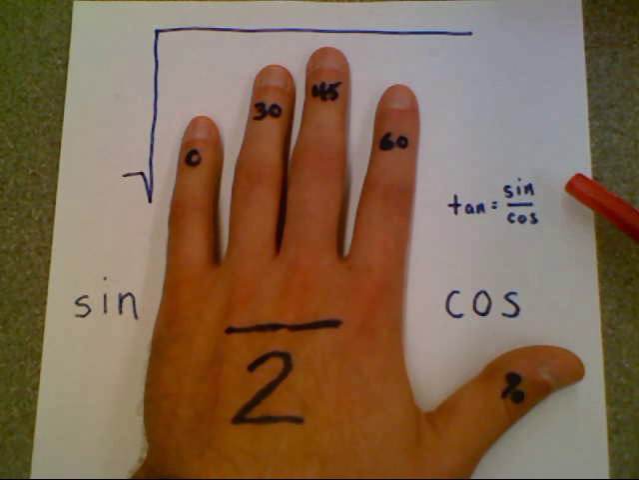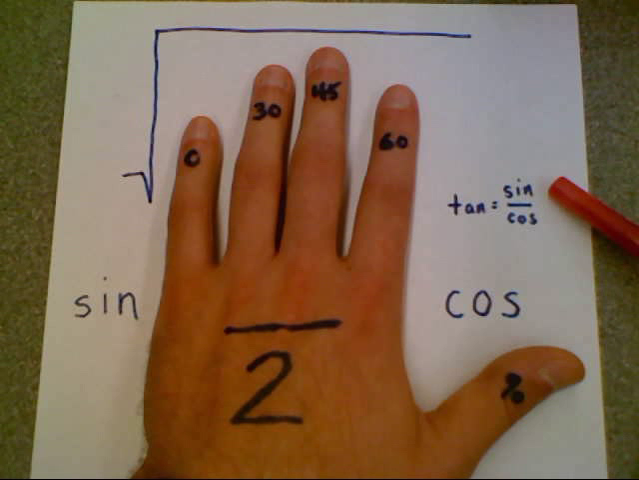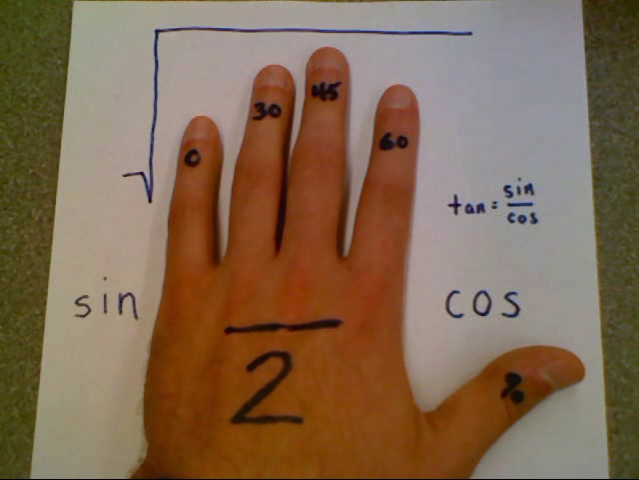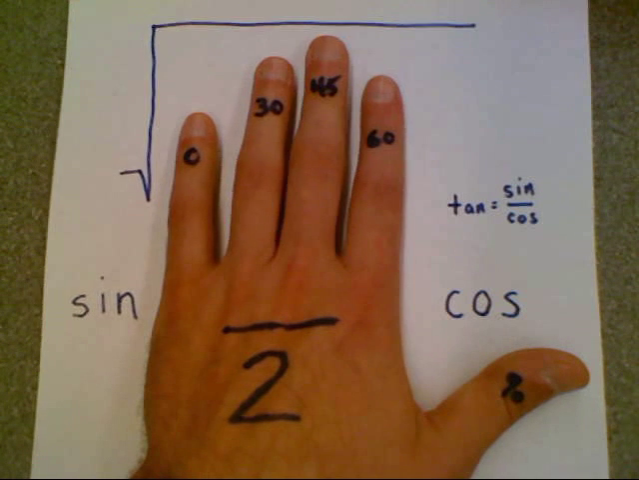And then for tangent, our definition of tangent, sine over cosine. So really, what we're going to do is take the left part of the hand over the right part of the hand. But let's look at some examples.